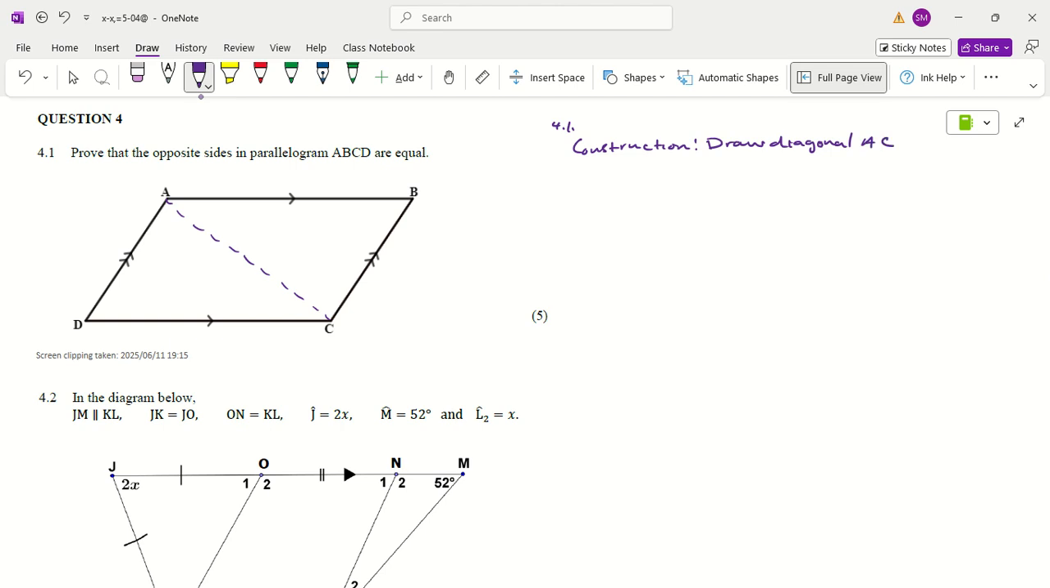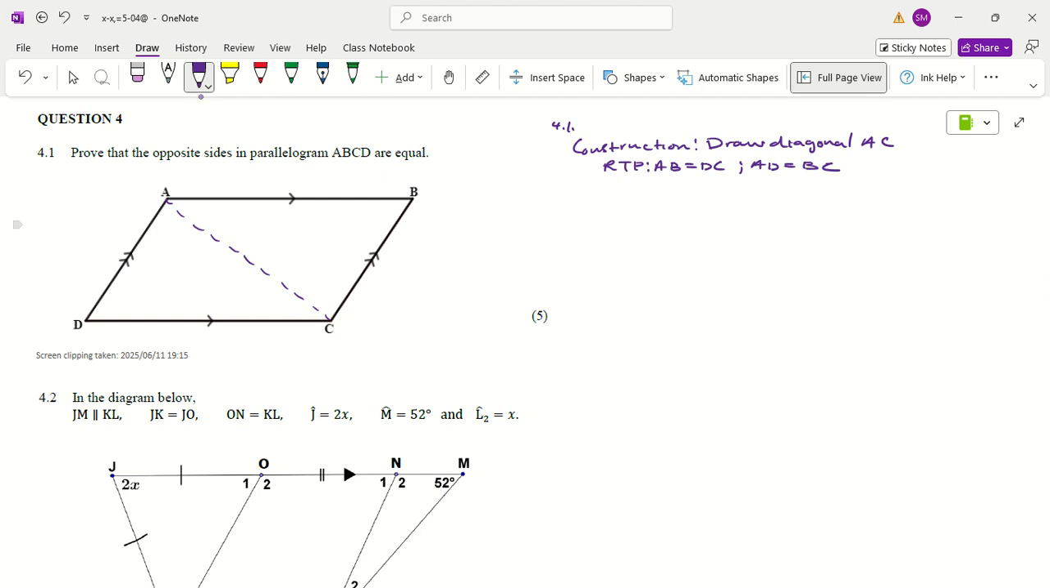We've drawn diagonal AC, and then now what are we required to prove here? We are required to prove that AB is equal to DC, and also we are required to prove that AD is equal to BC. So that's what we are required to prove. Let's see how we can do it.